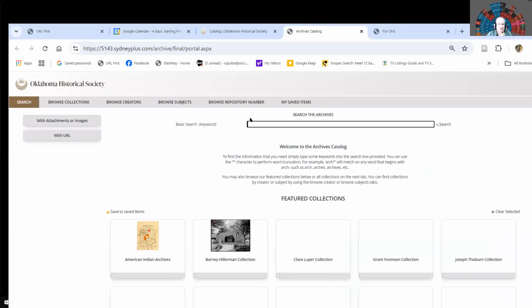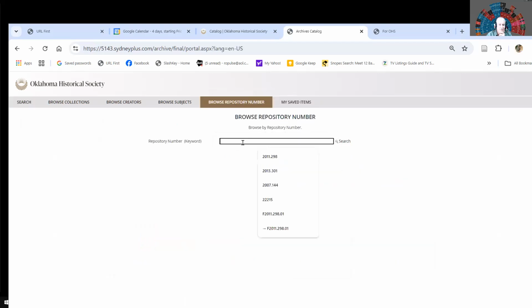So let's put that in. Now, you'll notice you have search, browse collections, browse creators, browse subjects, and browse repository number, and then my saved items. If you build an account on there, you can save some items. I played around with that a little bit, and it works.